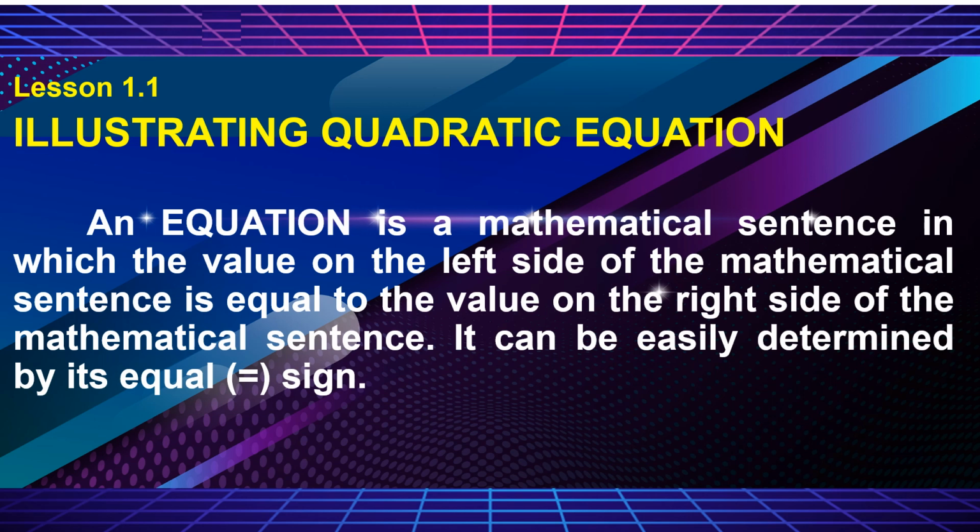An equation is defined as a mathematical sentence in which the value on the left side of the mathematical sentence is equal to the value on the right side of the mathematical sentence. It can be easily determined by its equal sign. Again, an equation is easily determined by its equal sign. So, if a number or an expression has an equal sign, then that is an example of equation.